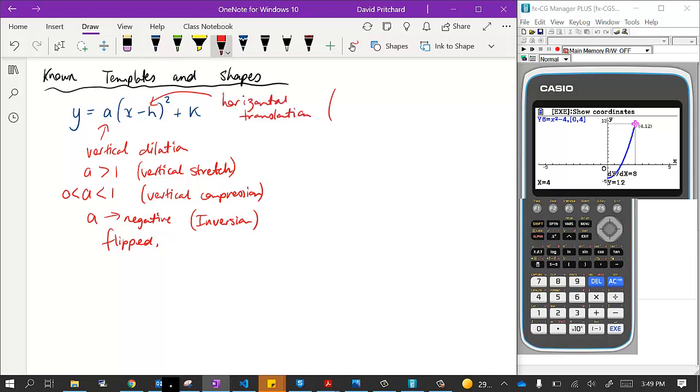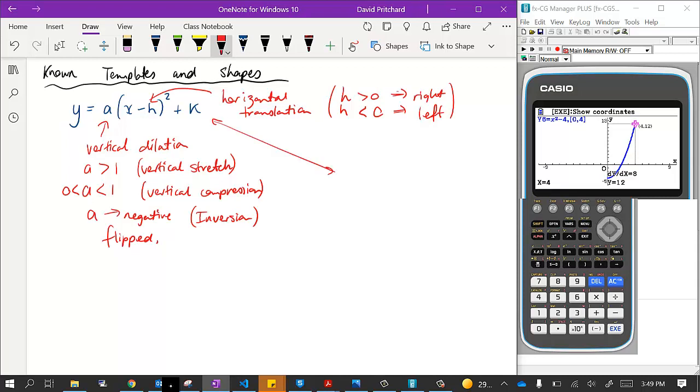So that means that it's going to be shifted right when H is greater than 0, and will be shifted left when H is less than 0 or negative. And finally, K is vertical translation. So that means it's going to be shifting up and down. When K is greater than 0, it shifts up. And when K is less than 0, it shifts down.